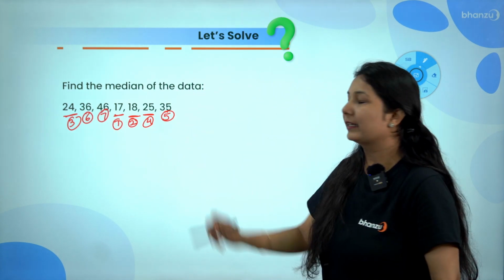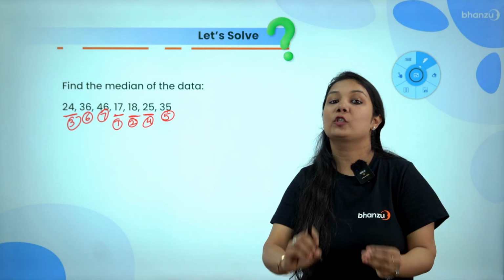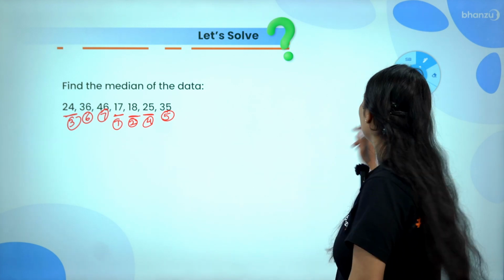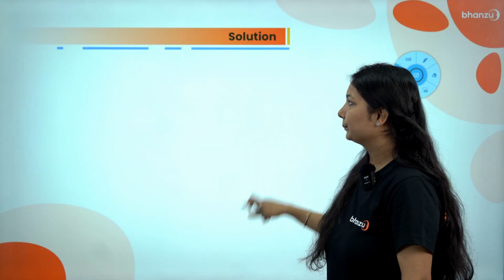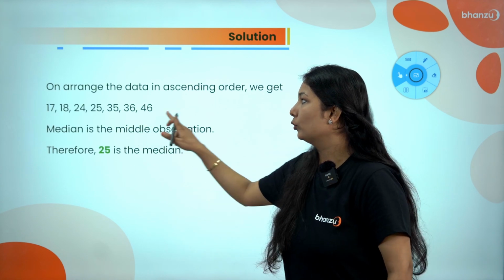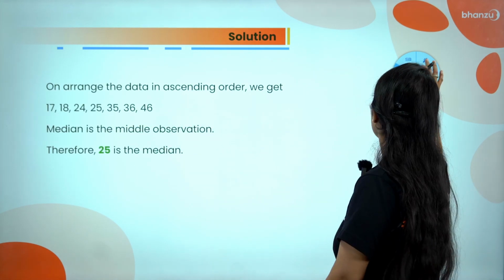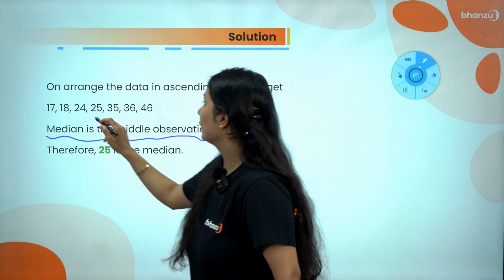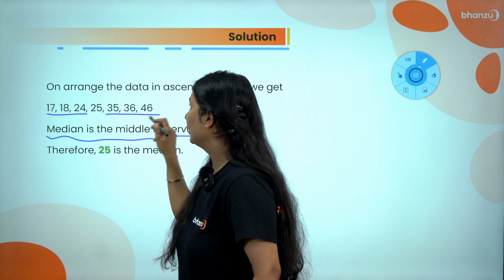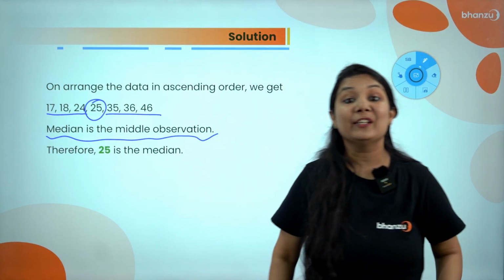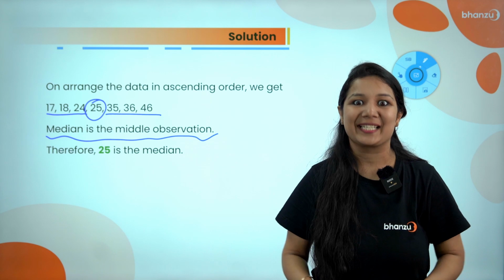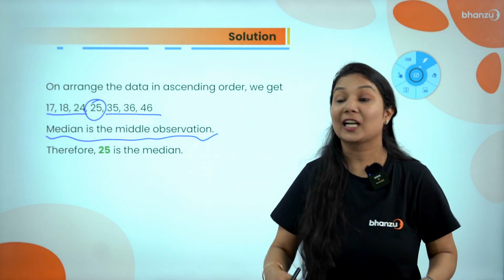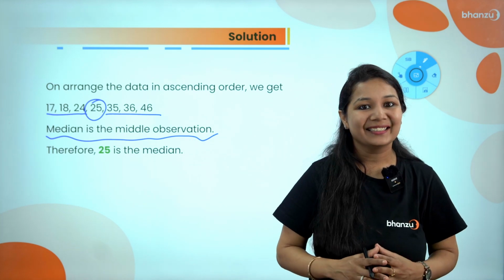So you are going to write them in this order. I have chosen ascending order. You can also choose descending order. You will get the same answer as me. So let's see the solution. So you have arranged in ascending order, right? So what is median? Median is the middle observation, ma'am. So middle observation, 3 observations this side, 3 observations this side. So 25 is the middle observation, is the median in this particular data. So this is how we calculate median, right?